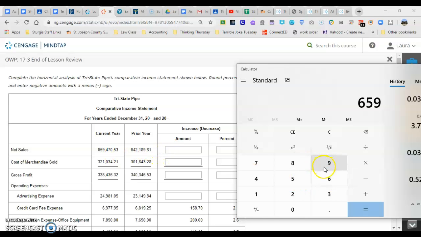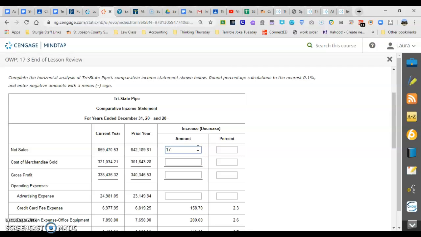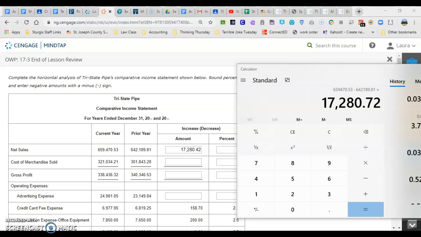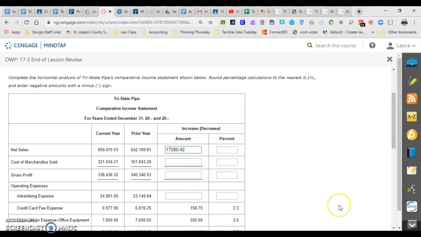So 659,470.53 minus the prior year, which was 642,189.81, is 17,280.72. Okay, so that is the increase. This actually is an increasing one.